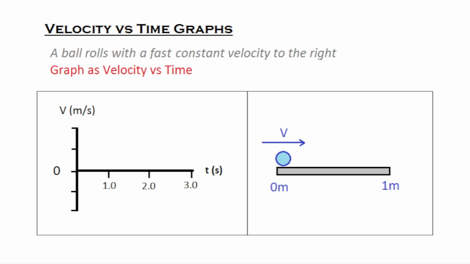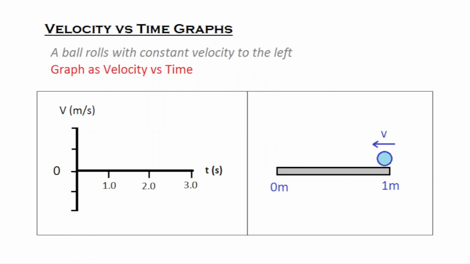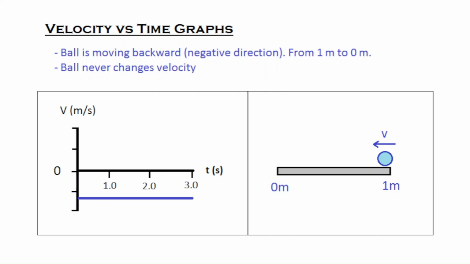If instead I'm graphing something moving to the right with a faster constant velocity, I would need to make the horizontal line further up on the y-axis, but still in the positive quadrant. Next, let's look at a ball rolling to the left with constant velocity. It starts at a position of 1 meter and ends at a position of 0, so it's changing its position by negative 1 meters, or moving in the negative direction. I'll have to move my horizontal line into the negative quadrant because that would be a negative velocity.